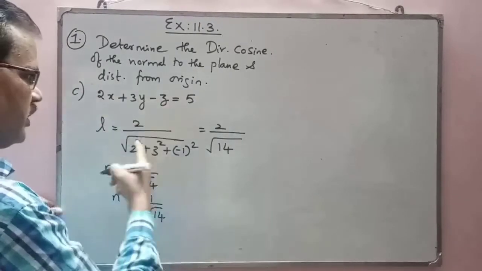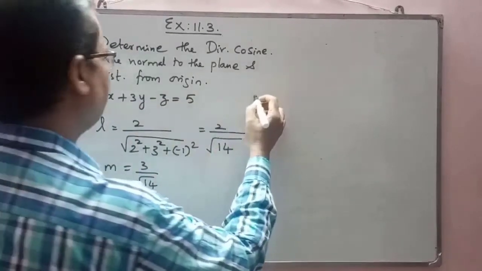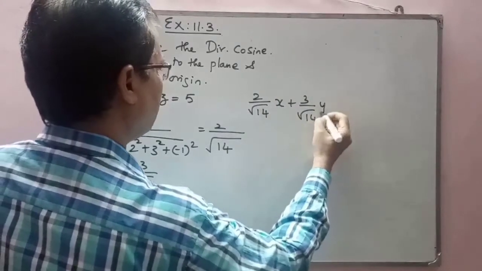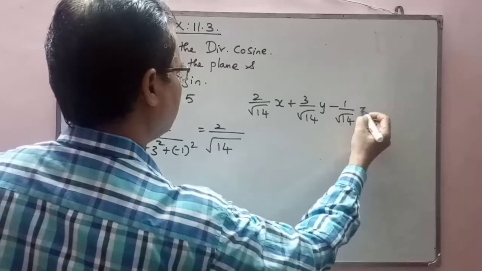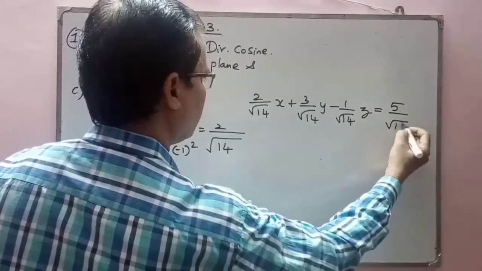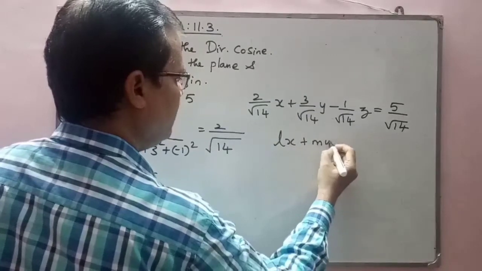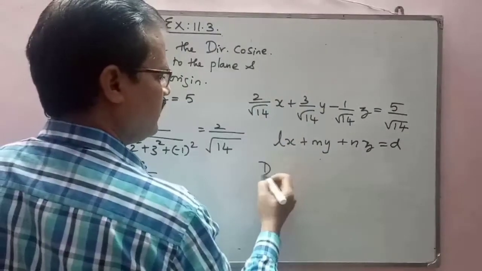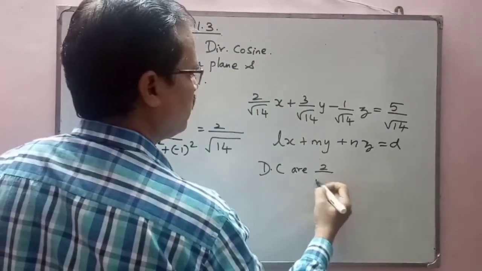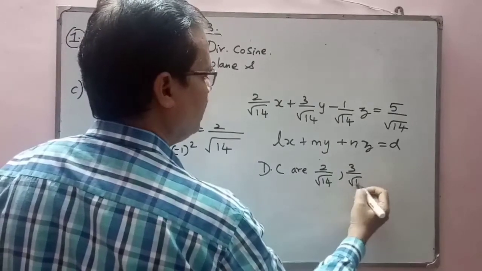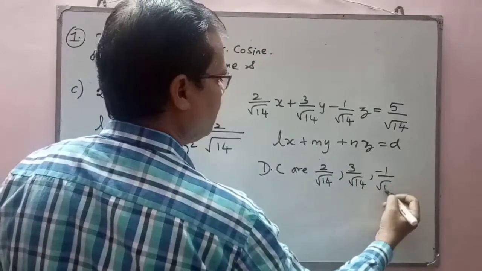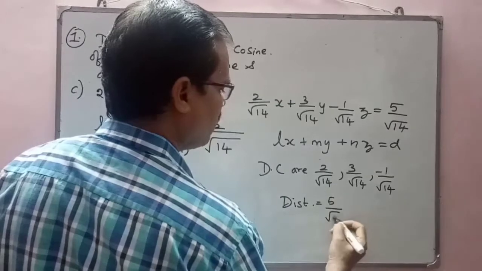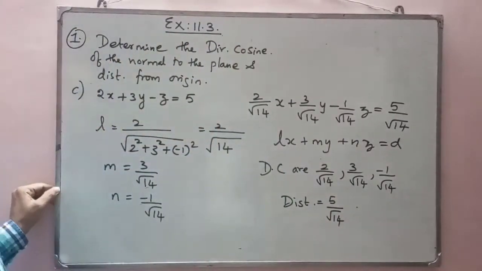To get root 14 in the denominator, we are going to divide both sides by root 14. So we will have 2 by root 14 x plus 3 by root 14 into y minus 1 by root 14 into z equals 5 by root 14. Now comparing this with lx plus my plus nz equals d, the normal form, the direction cosines are 2 by root 14, 3 by root 14, minus 1 by root 14, and the distance from the origin is 5 by root 14. This completes the solution, children.